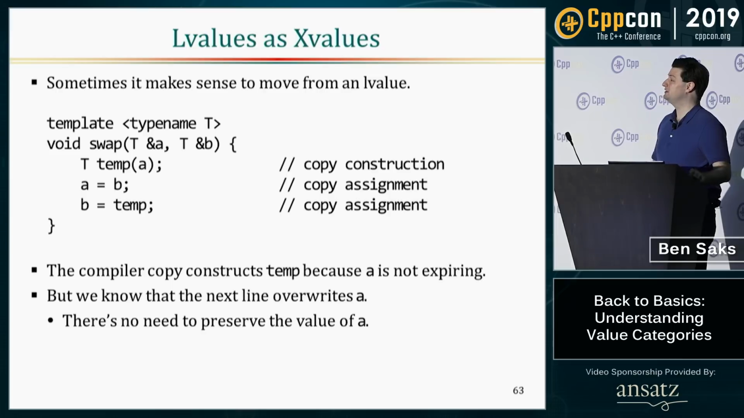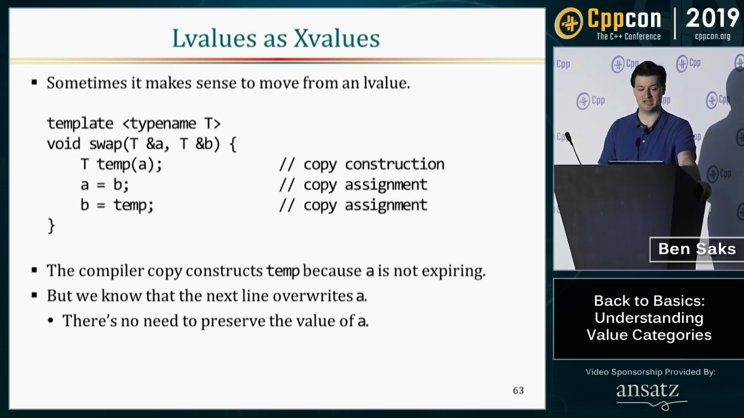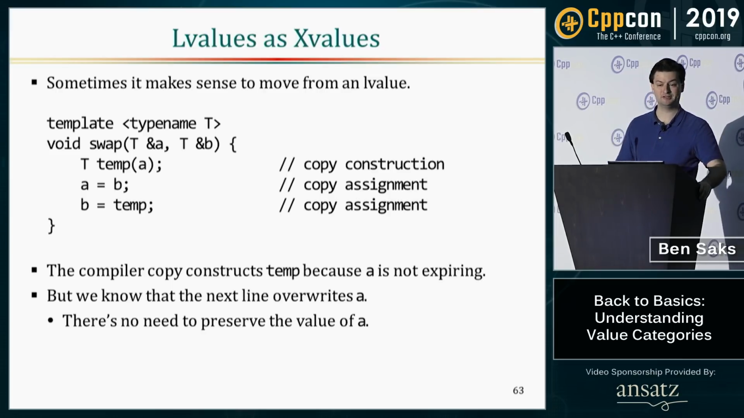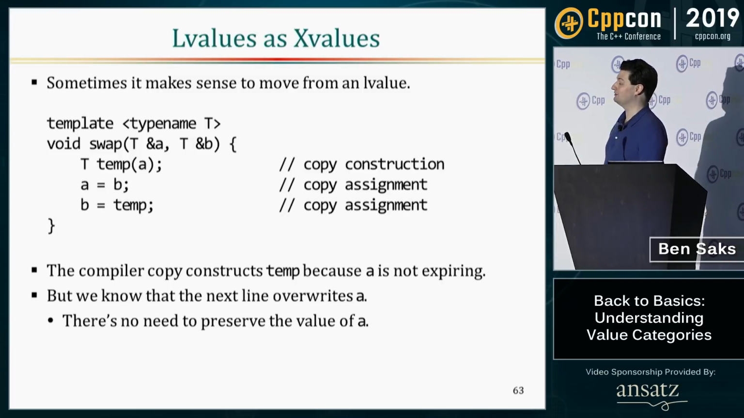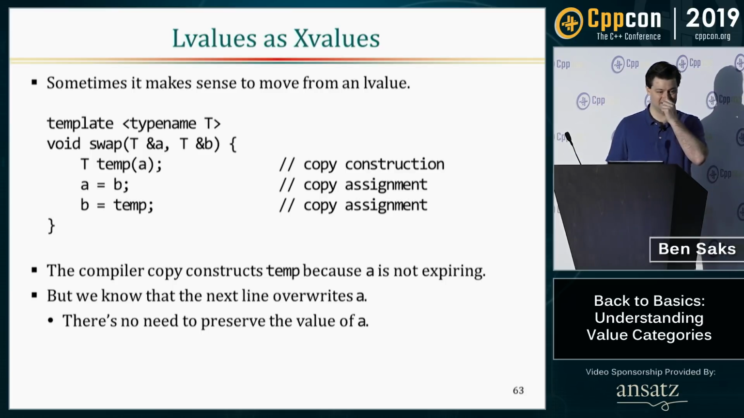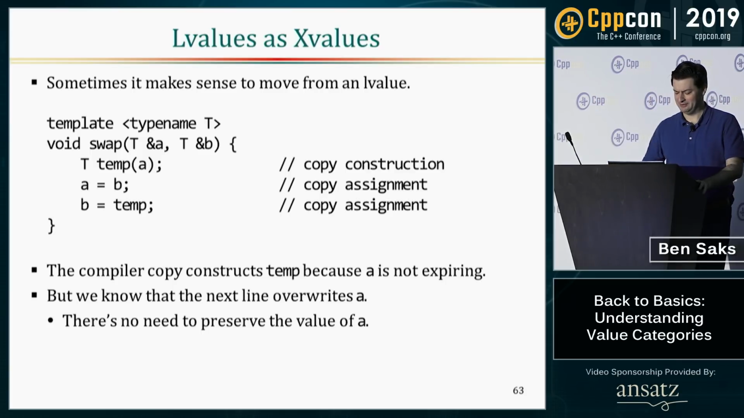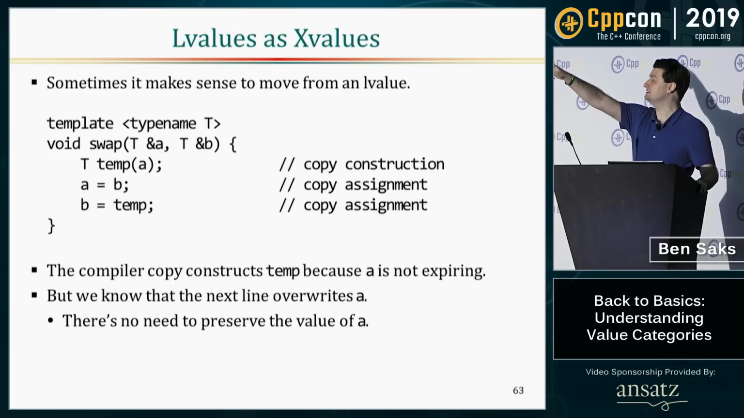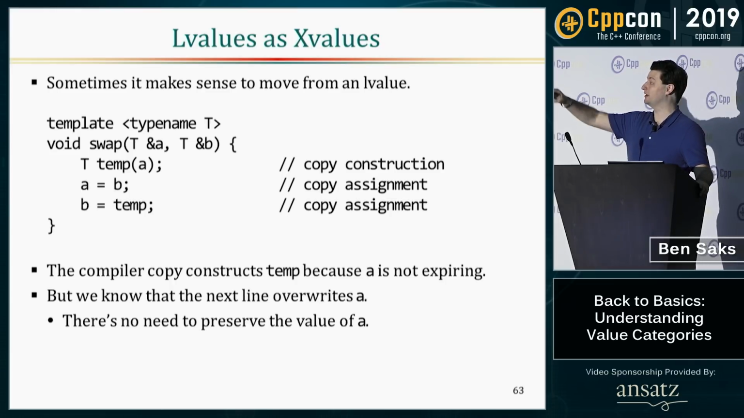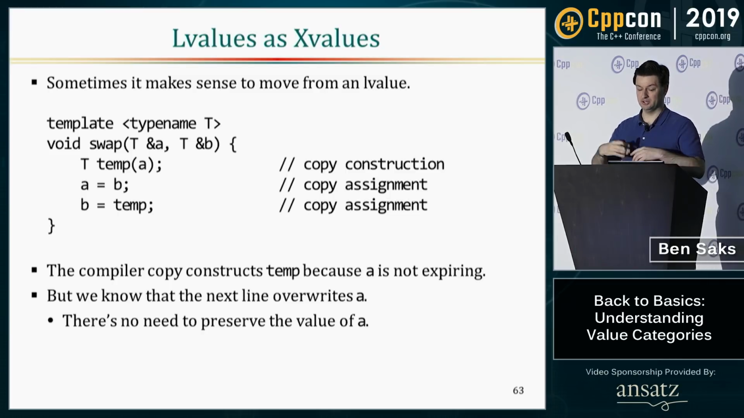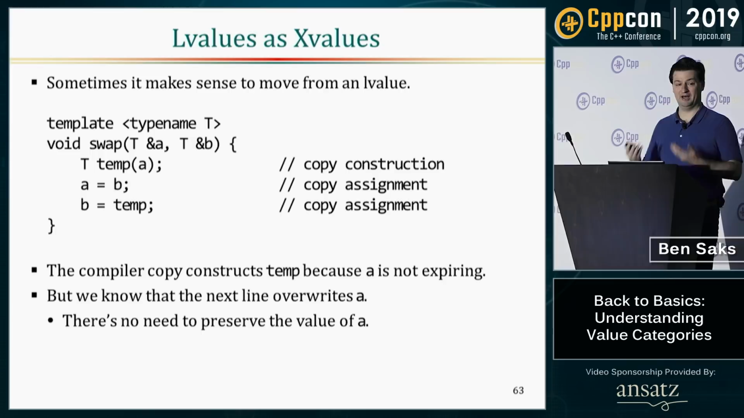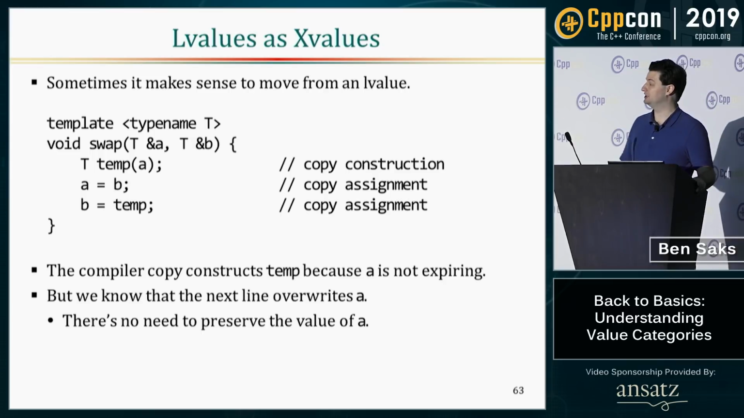Even if T has a move constructor and a move assignment operator, in this case, if it's written like this, the compiler will generate code that performs copy construction and copy assignment. Because the compiler doesn't see A, just focus on the first case here where we're creating the object temp from A. A doesn't look like it's expiring to the compiler. It lasts as long as the function does.